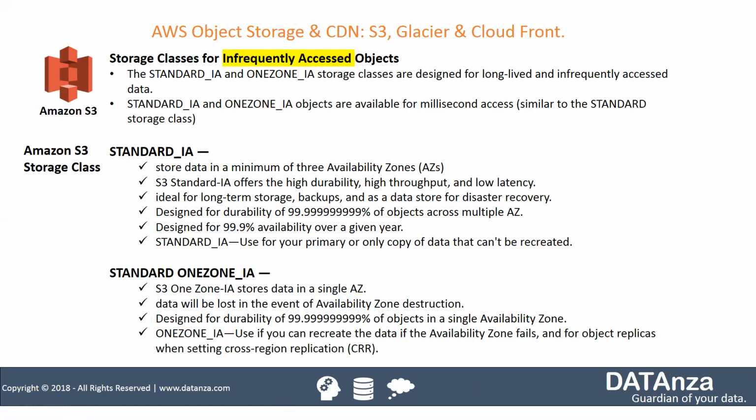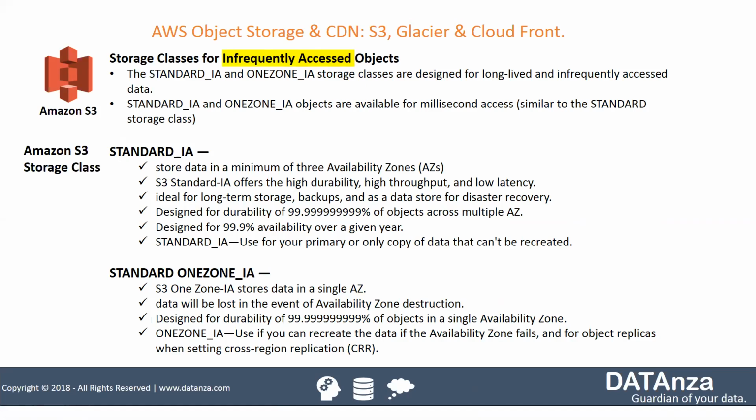So when to use it? Use it if you can recreate the data if the availability zone fails, or for object replicas when setting up cross-region replication. You keep only those kinds of data in this class where, if you lose your data, you can certainly recreate it. For example, you are creating a second disaster copy of your database or VM image, and you have a primary copy available in your standard storage class. The second copy you can certainly put in one zone underscore IA. In case that is lost, you can go ahead and copy your primary copy again. That is where standard one zone underscore IA is used.